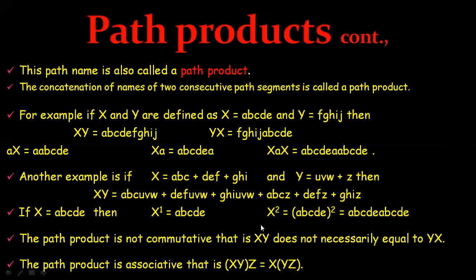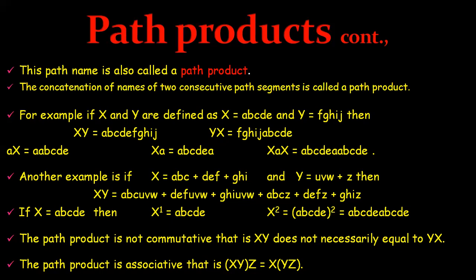So the path product is not commutative, that is, xy does not necessarily equal yx, but the product is associative. That is, xy of z is equal to x of yz. So the associative law holds good for path products, whereas the commutative law does not. If you use the commutative law by mistakenly replacing the first one with the second one, then again it will be a bug.